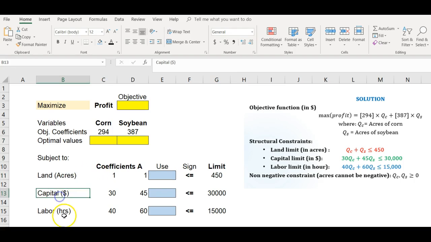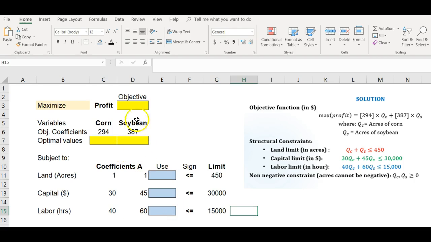Subject to 3 constraints, notice that I indicated the units and the coefficients. For example, for the first constraint, both are equal to 1. For the second one, they are 30 and 45, and for the third one, 40 and 60. We leave blank one cell for each constraint, and then we indicate the signs and the limits.